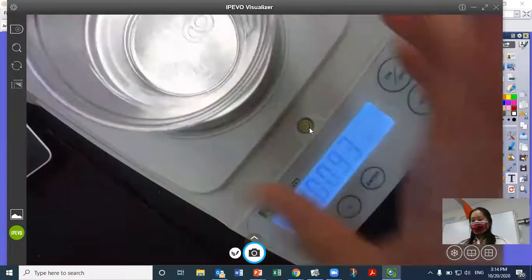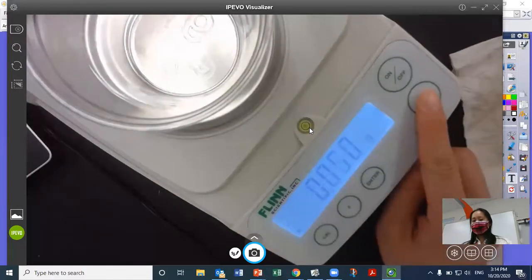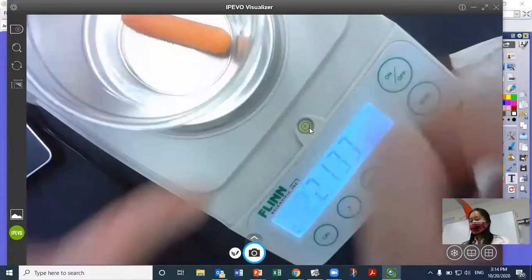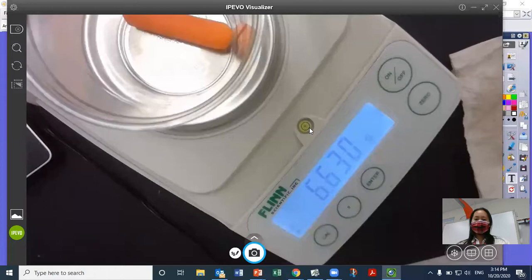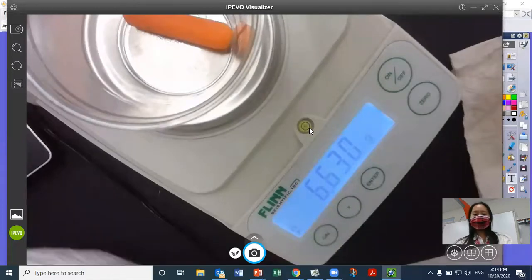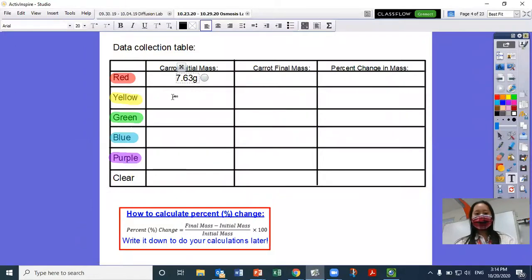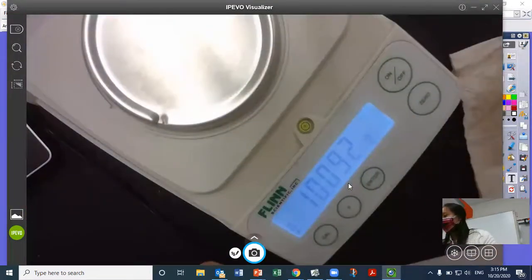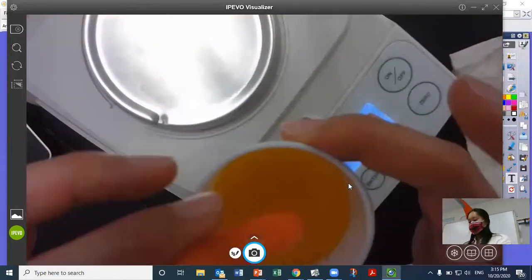Okay. Our next one, we have to double check that we have it zeroed again. So after we add it, we want to click 0, and then we're going to add our next carrot in to see the mass of that one. So we have 6.63 grams, and that one we are just going to pop into the yellow solution. Right, so we're going to take this carrot, and we're going to pop this carrot into the yellow sucrose solution.